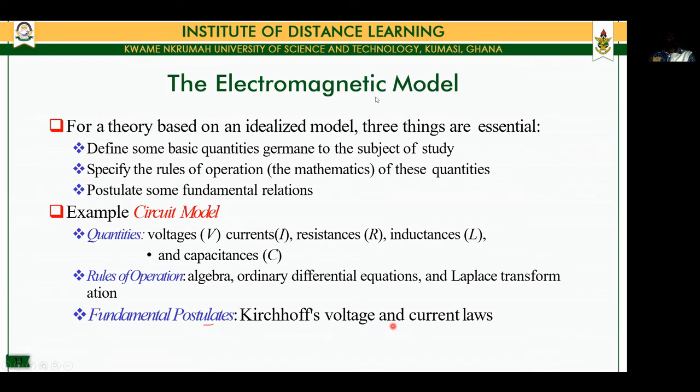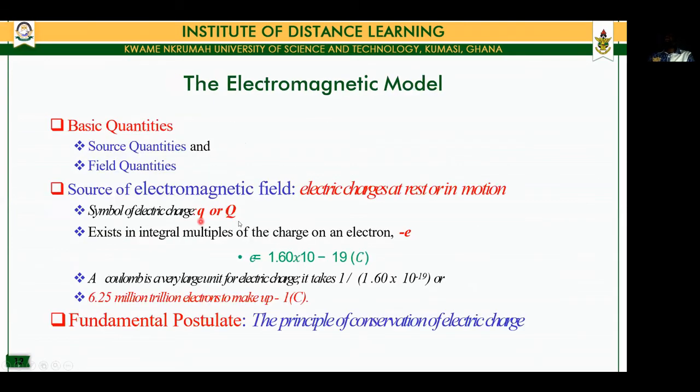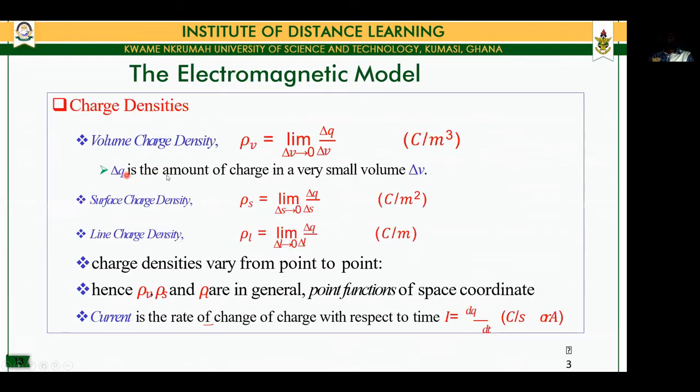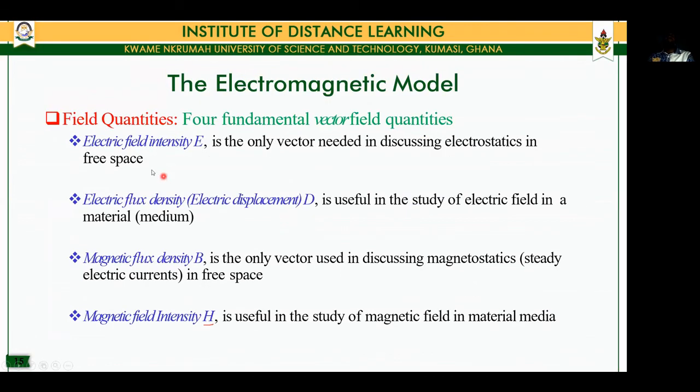In the electromagnetic model, we have quantities. We can divide those quantities into two. We have source quantities, and these source quantities are what? Charges or current. So charges, and current if the charges are moving. And the field quantities are four, and they are electric field intensity E, electric flux density D, magnetic flux density B, and magnetic field intensity H. These are the field quantities.